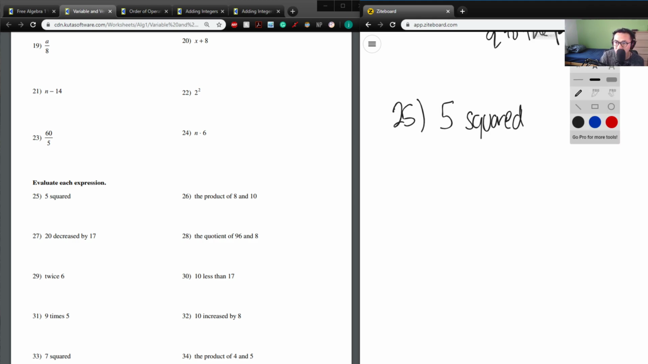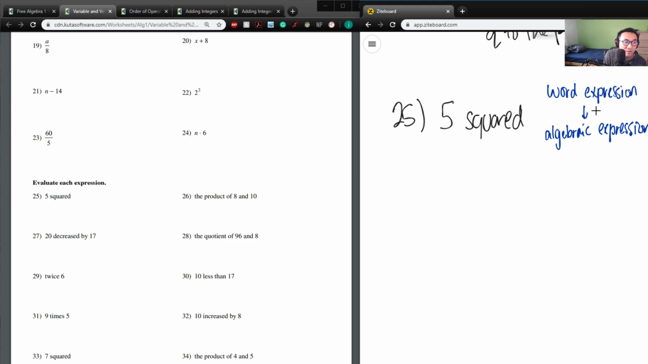So there are 3 steps to this, and I'll write this in blue. We have a word expression, and then we have to transform it to an algebraic expression, and then we have to do the evaluation. So these are our 3 steps when we do these types of problems.